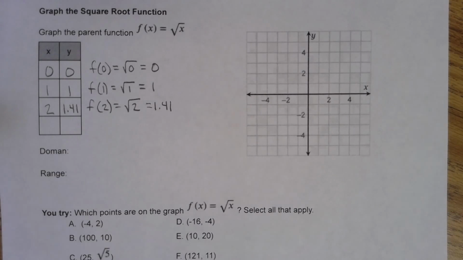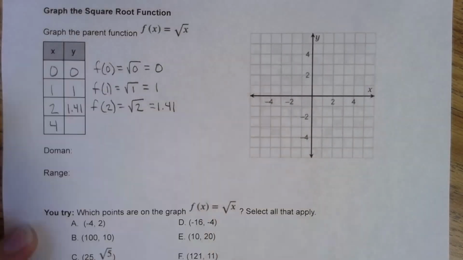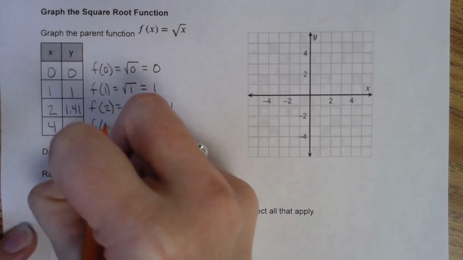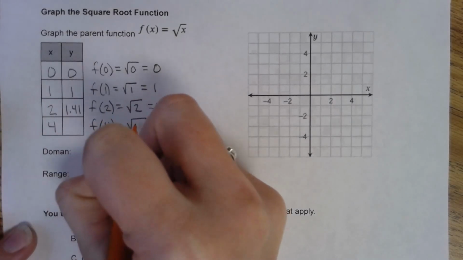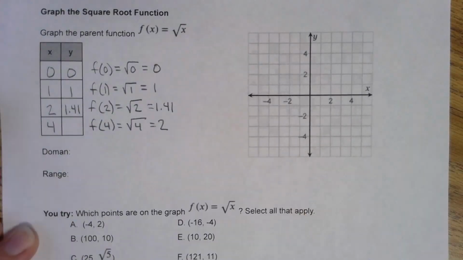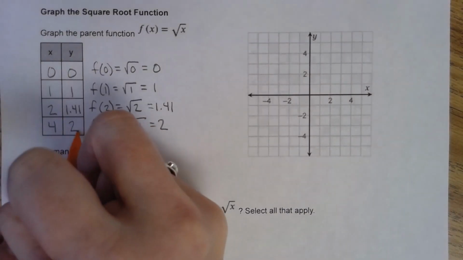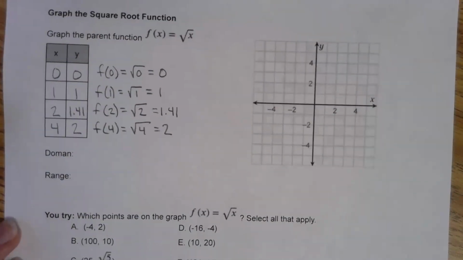So let's move on and pick other values that will work nicely for our table. We're actually going to skip over 3 and try 4 because 4 is a perfect square. So f of 4, when we take the square root of 4, it does give us 2. So we have that as our output value when our input is 4.